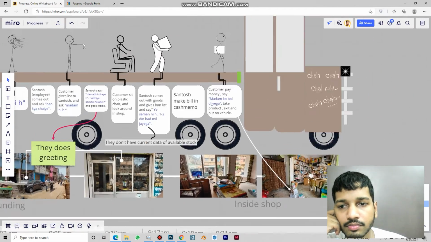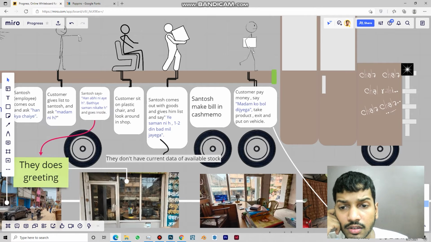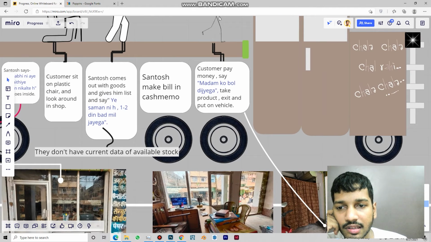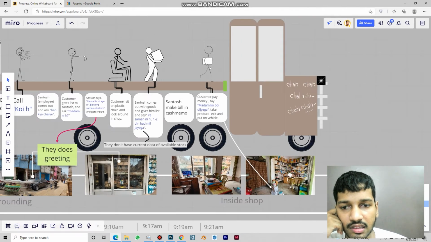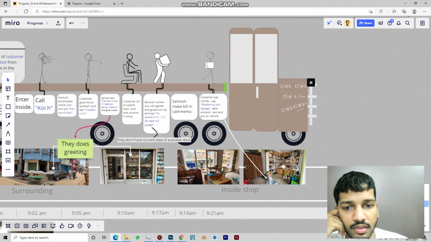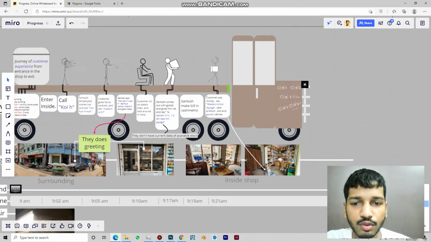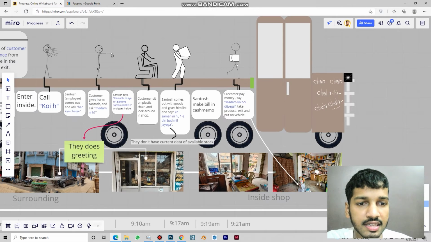Santosh comes out with the goods and the given list and says, "ये सामान नहीं है, एक दो दिन बाद मिल जाएगा." I think I should not write the whole statement, you guys can read.